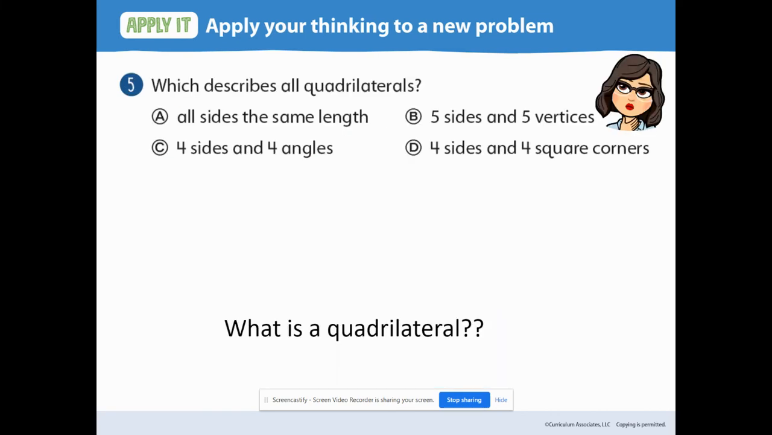And finally, oh, no, not finally. Number 5, which describes all quadrilaterals. Remember, quadrilaterals means 4 sides, 4 angles. So let's see. A, all sides are the same length. B, 5 sides, 5 vertices. C, 4 sides and 4 angles. Or D, 4 sides and 4 square corners. All right, go ahead and choose your answer. Remember what we talked about with quadrilaterals.